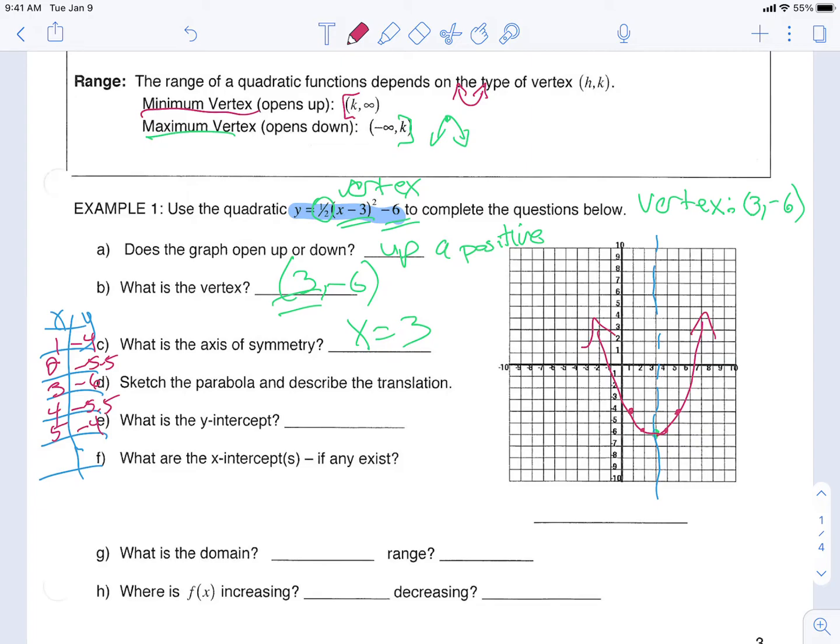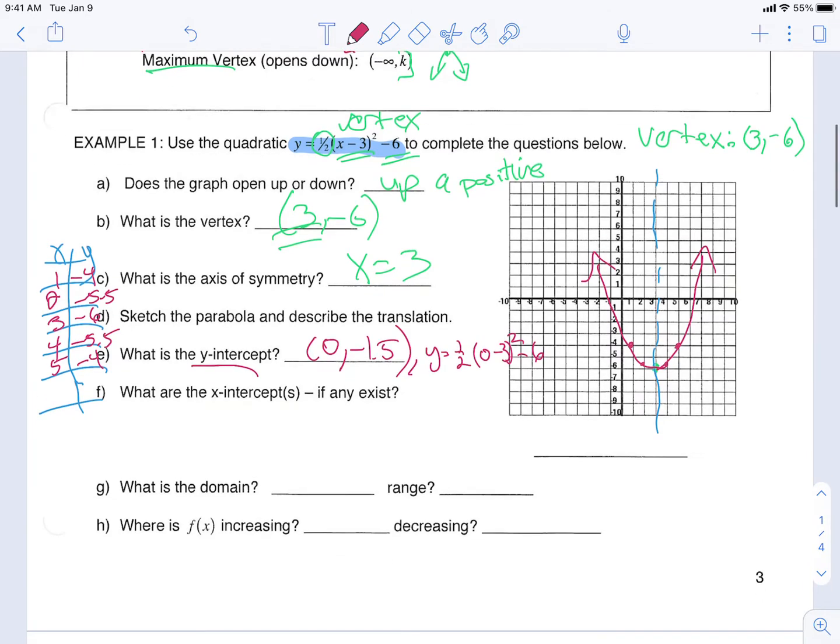Okay, well, if I can't tell right away on my graph, I could easily just substitute 0 in for x. The nice thing about using your calculator is I can easily go to the graph and it's 0 comma negative 1.5. But that's the same thing as if you were to say y is equal to 1/2 times 0 minus 3 squared minus 6. Substitute that in your calculator and you get negative 1.5.